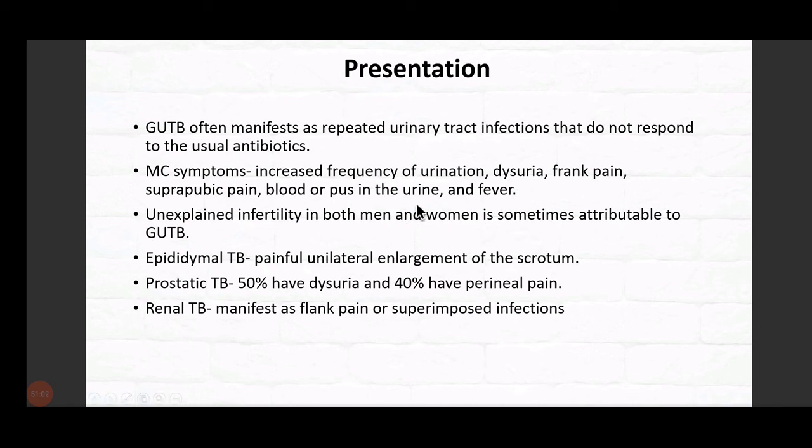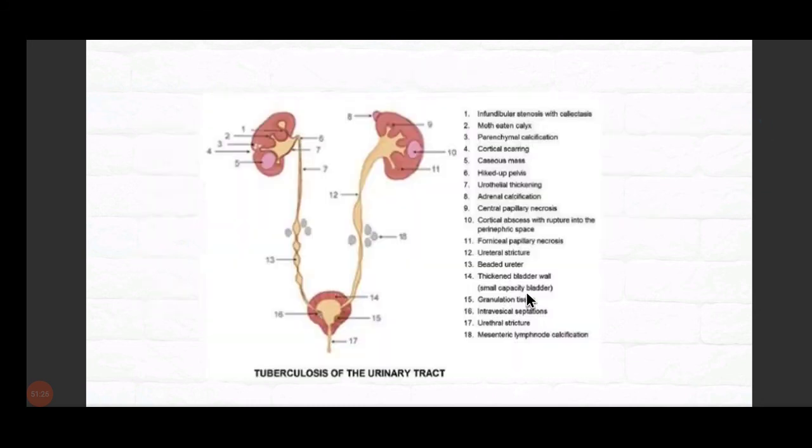If the genital system is involved, infertility can happen. If the epididymis is involved, then it is a unilateral painful enlargement of the scrotum. Patients who have prostatic TB will have dysuria or perineal pain. And renal TB, if it is in the starting phase, may present as flank pain or superimposed infections.